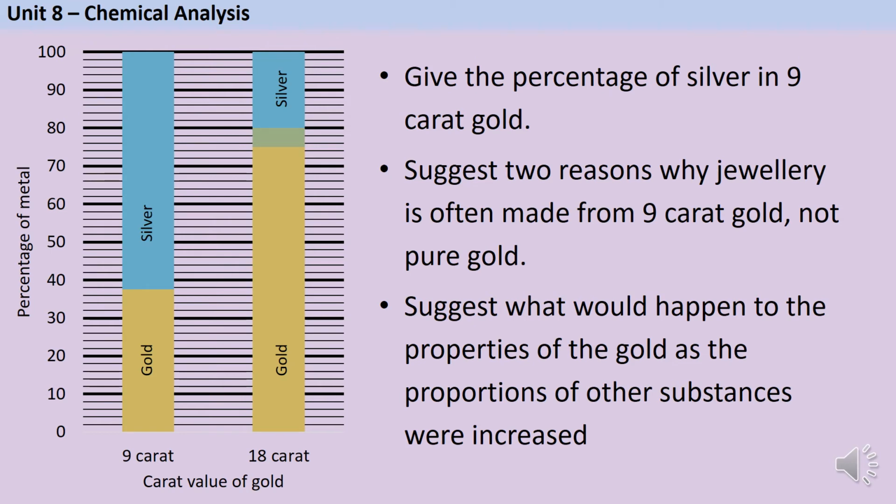The first part of this question is assessing how accurately you can read a graph. Now, you can work this out algebraically if you know that pure gold is 24 carats, and therefore working out what proportion the silver is from that, and you'd get an answer of 62.5. But based on this graph, I think we would probably accept anywhere from 62 to 63 because you haven't been given all of the minor grid lines. Now, for some reasons why jewellery tends to be made from 9 carat gold, the obvious one is cost.